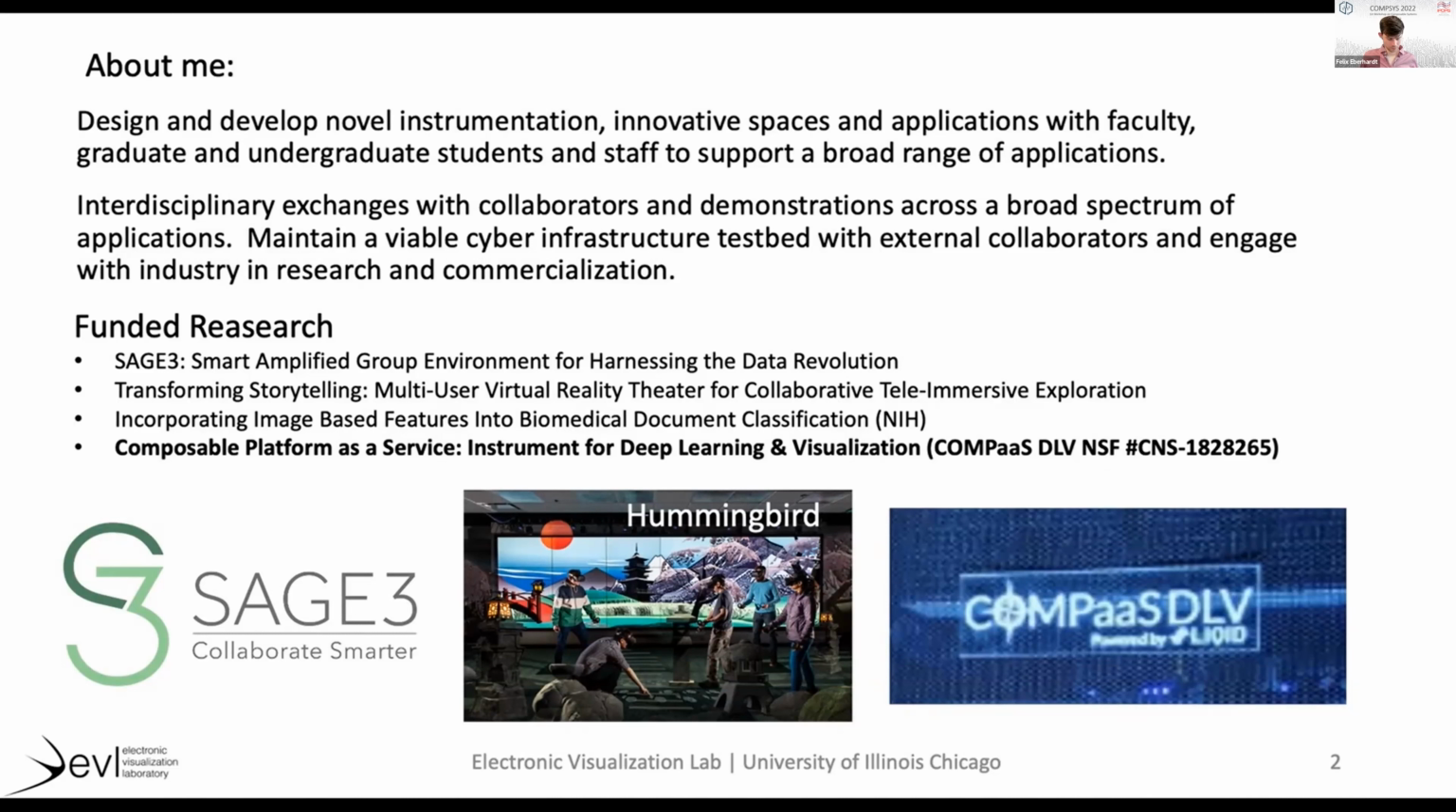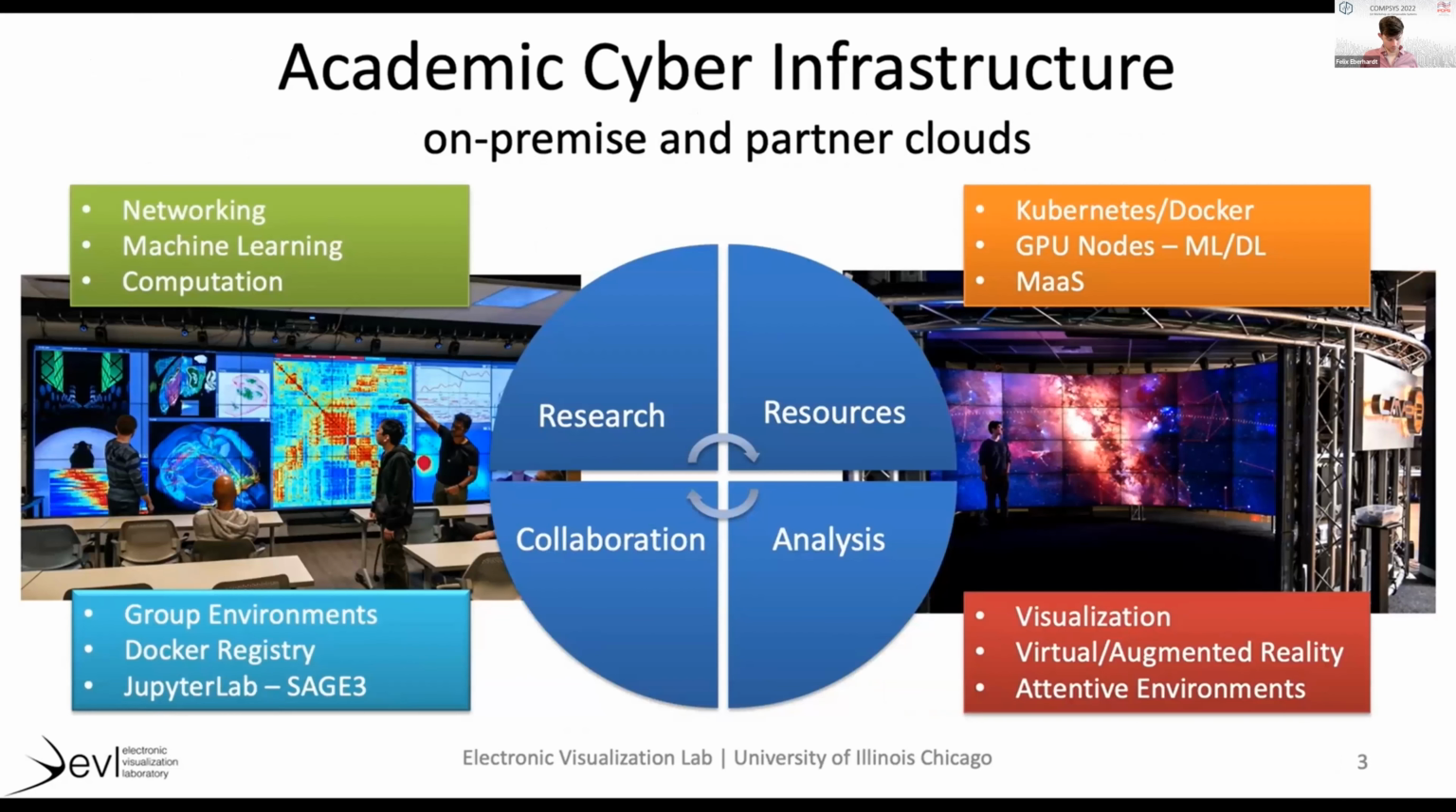The academic cyber infrastructure needs to be as diverse as the problems that the College of Engineering sees. So it is often a mixture of on-premise and partner clouds. And given that we're a data visualization lab with a long history in networking and virtual reality, we have a strong on-premise cyber infrastructure presence that can support a huge variety of workloads.